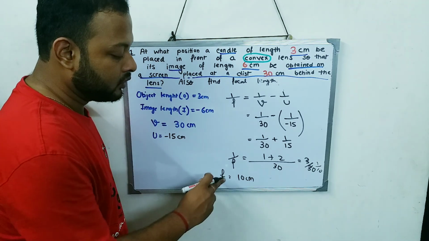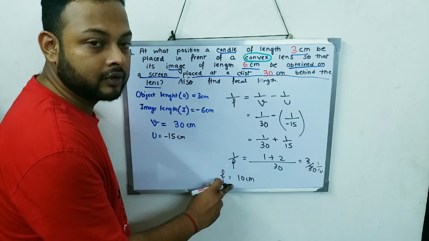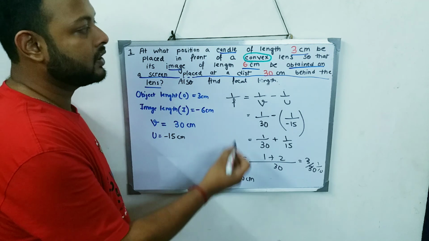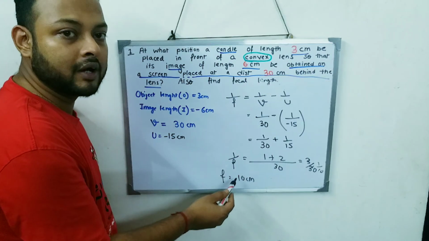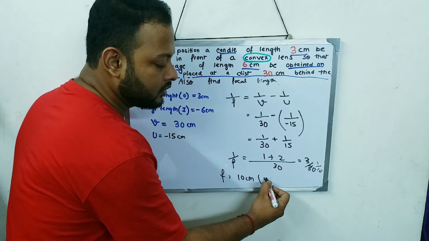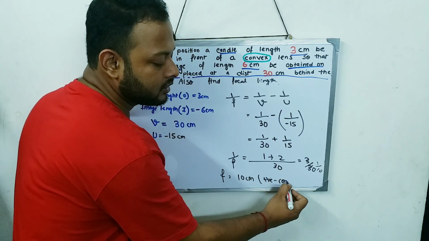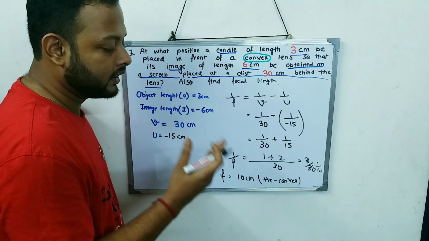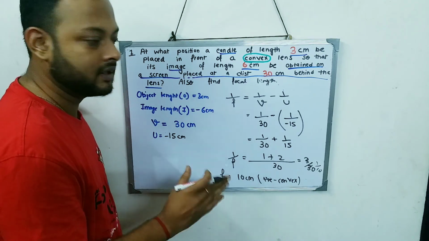After this, it's important to know whether f is positive or negative. You can see my f is positive. So f is positive means what? Yes, that's a convex lens, and f will become positive for a convex lens. So it is positive. That means it is a convex lens. And also in the sum I have a convex lens. So I get a clear-cut idea that yes, my answer is correct.